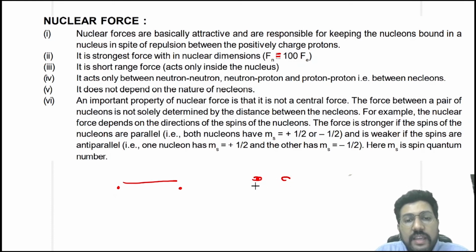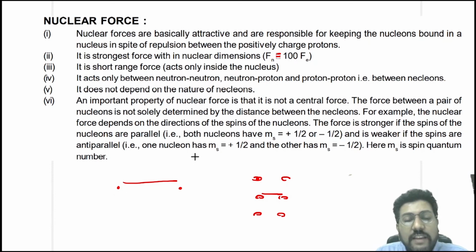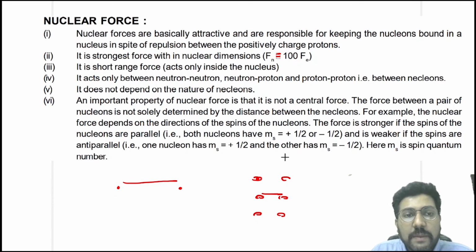Okay. Now, if both nucleons are spinning clockwise, then the force for the same distance between them is larger compared to if the nucleons are spinning in opposite directions. Okay, so the force is stronger if the spins of the nucleons are parallel, that is both the nucleons have the same spin, and is weaker if the spins are anti-parallel, that is one has plus half and the other has minus half. And this ms, that is plus half and minus half, is called the spin quantum number.